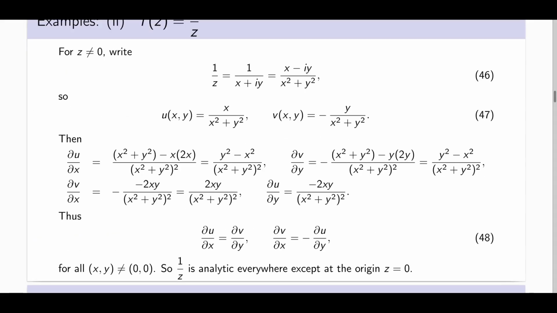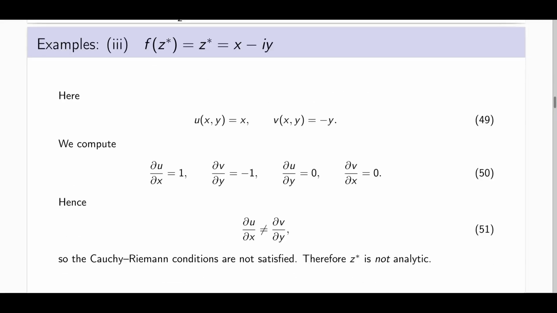Second, the reciprocal function also satisfies the Cauchy-Riemann conditions everywhere except at the origin. That single point breaks analyticity, giving us a simple pole. Third, if we take the complex conjugate, analyticity fails immediately. The function depends explicitly on both the real and imaginary directions in a way that cannot be reconciled.